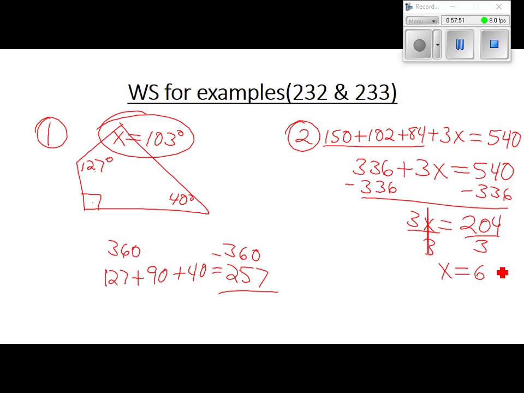68. What they just said, find the value of x, right? So how much does x equal? 68. What if they ask us to find the angles? What would we do? Plug it in. Plug back into those 2. One of them is 68 and the other one is 2 times 68, which is 136.